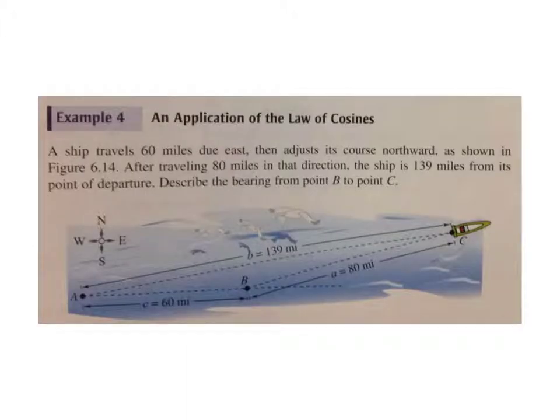All right, here's one more example, and this time they give us the picture that looks like it's a little bit better, and it's drawn to scale just a little bit better. A ship travels 60 miles due east, and we can see that right here. He's traveling 60 miles due east from A to B. Then adjust its course northward as shown in figure 6.14 after traveling 80 miles in that direction. The ship is 139 miles from its point of departure.